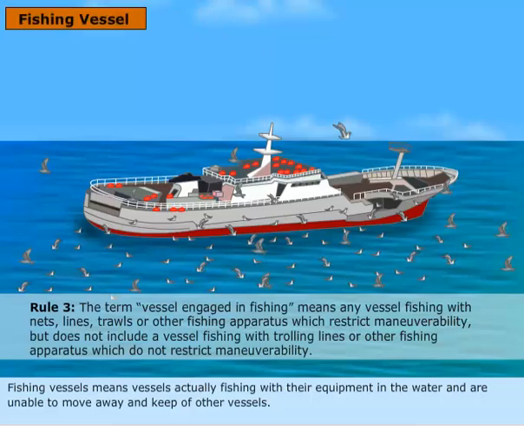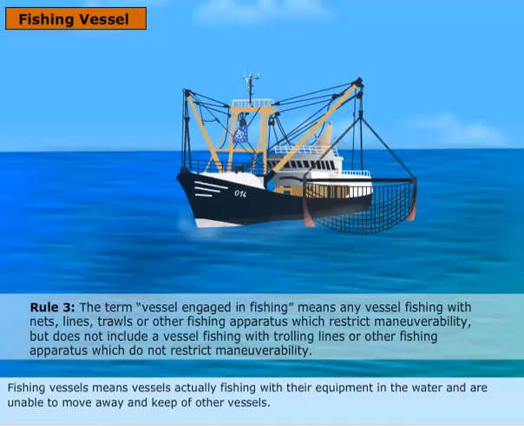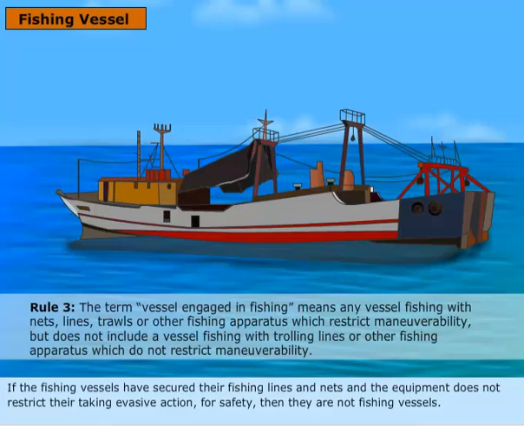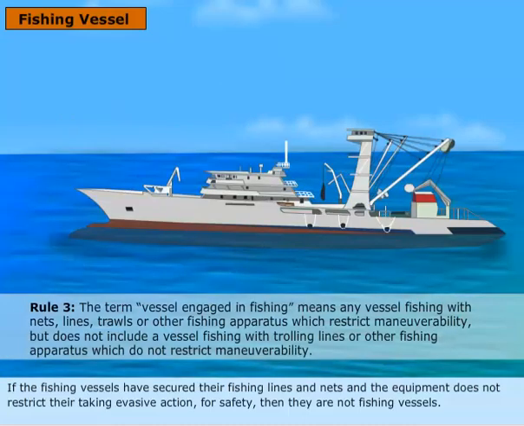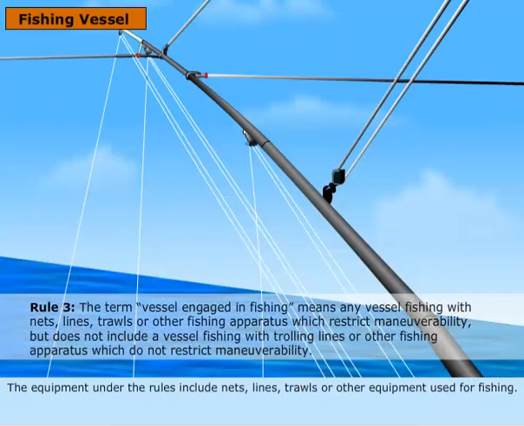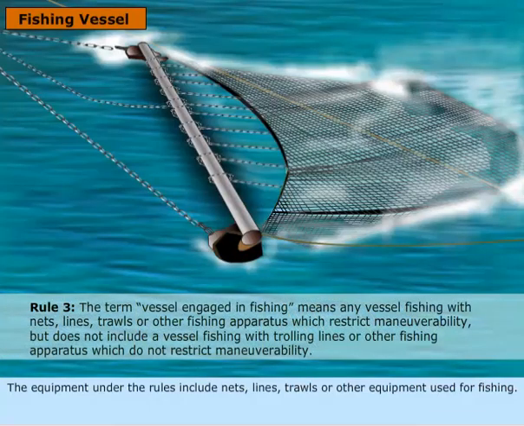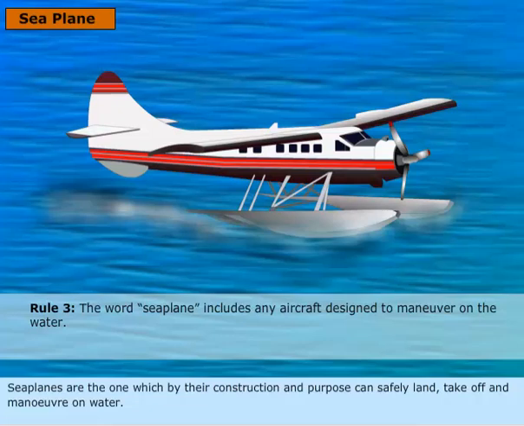Fishing vessels means vessels actually fishing with their equipment in the water and are unable to move away and keep clear of other vessels. If the fishing vessels have secured their fishing lines and nets, and the equipment does not restrict their taking evasive action for safety, then they are not fishing vessels. The equipment under the rules include nets, lines, trawls, or other equipment used for fishing. Seaplanes are the one which by their construction and purpose can safely land, take off, and maneuver on water.